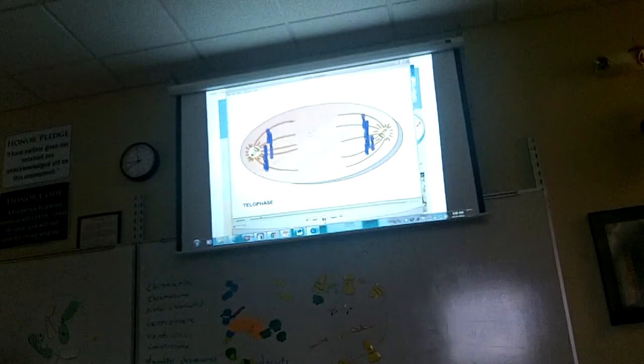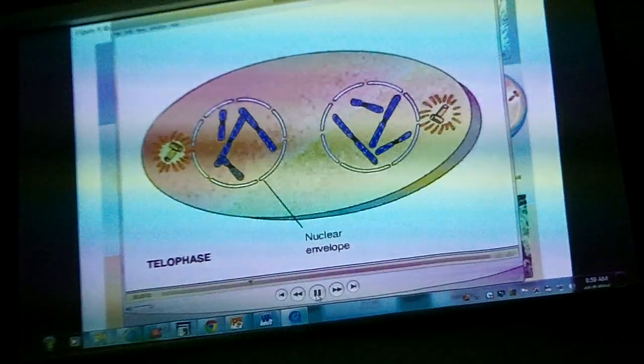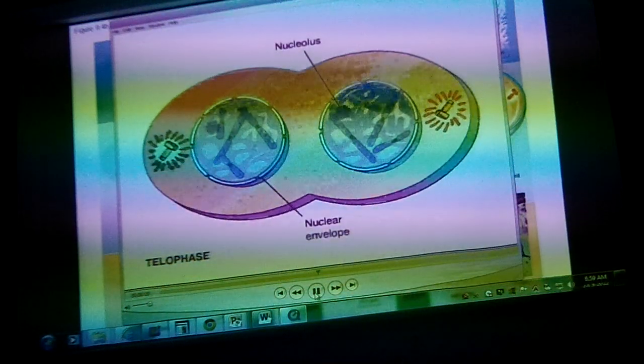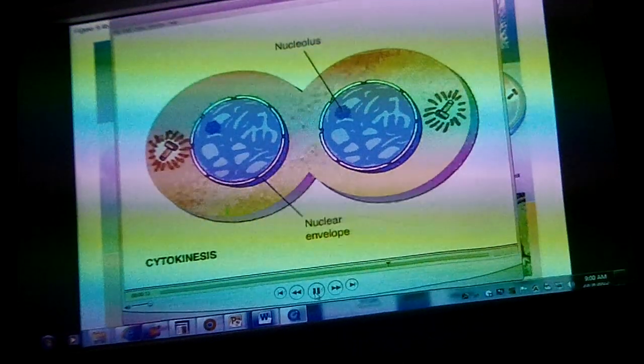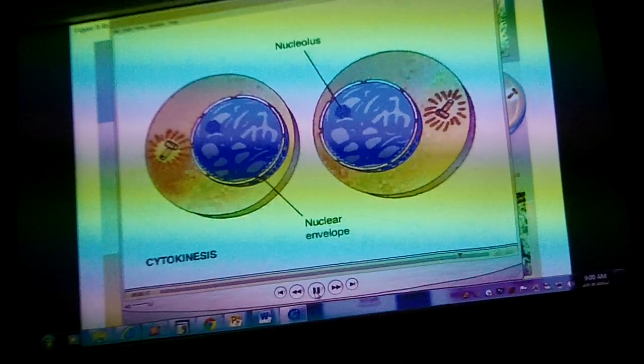During telophase, nuclear envelopes form around the identical sets of chromosomes at the two poles of the cell. The chromosomes uncoil, and nucleoli appear in the two new nuclei. Meanwhile, cytokinesis begins, splitting the cytoplasm, separating the two daughter cells.